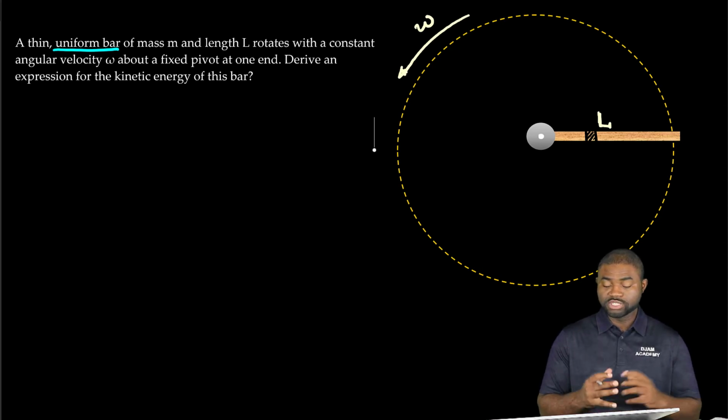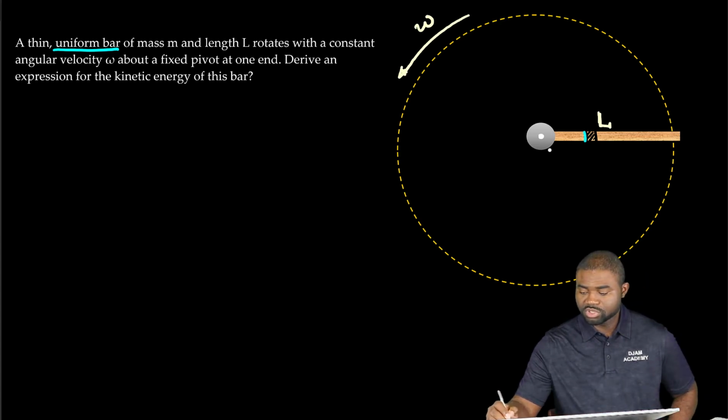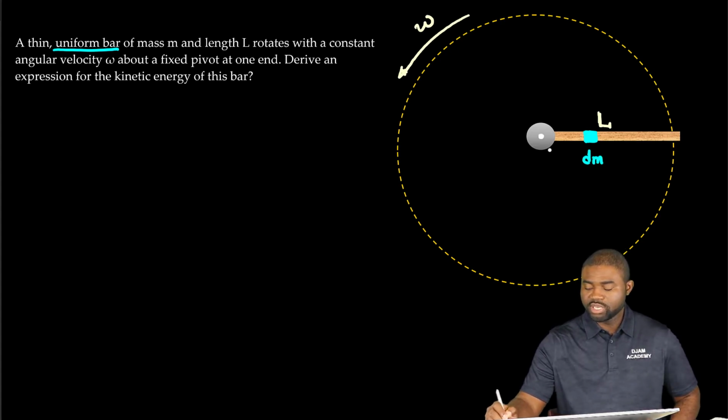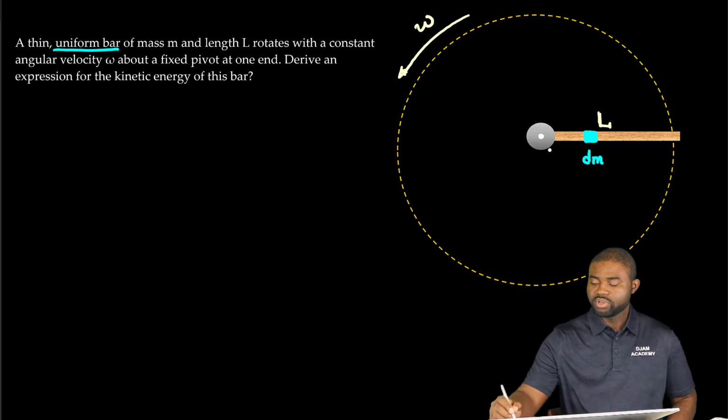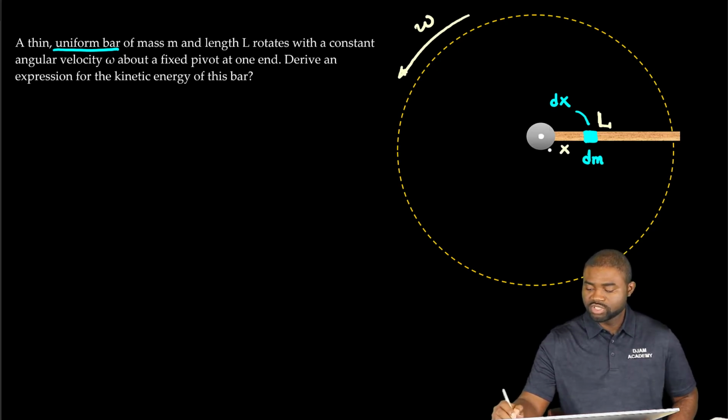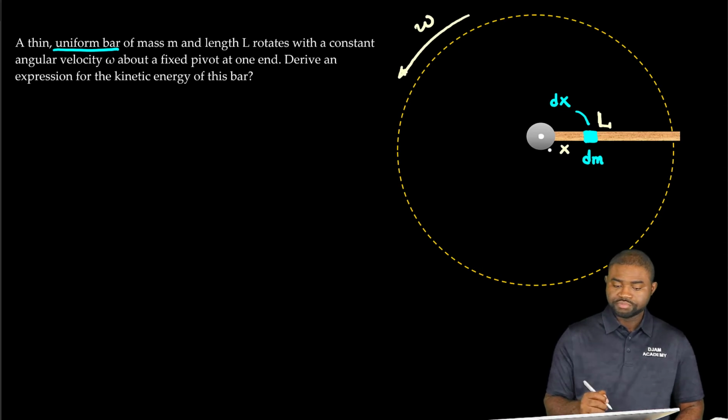Now, since we are dealing with an extended body, to make matters simple, my recommendation is that you always begin by choosing a small segment of the body. Let's choose our small segment. Let the mass of this small segment, a small increment, be dm, and the length of the segment be dx. Let's also assume that the distance of this segment from the pivot is x.